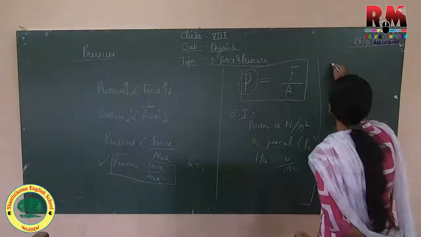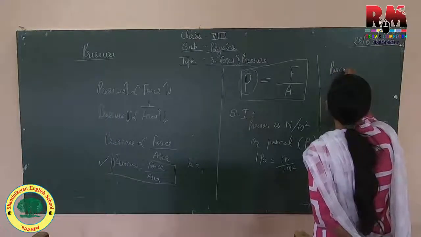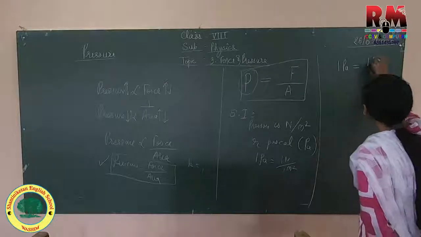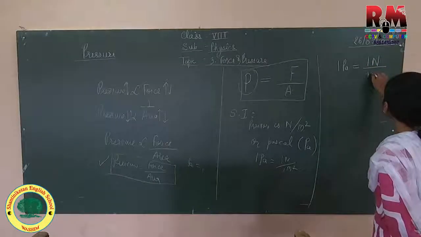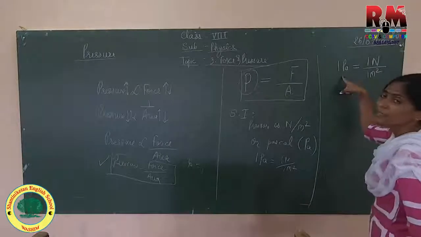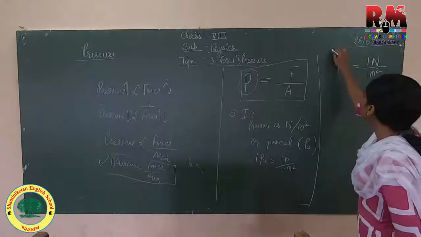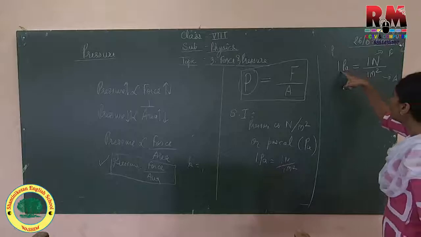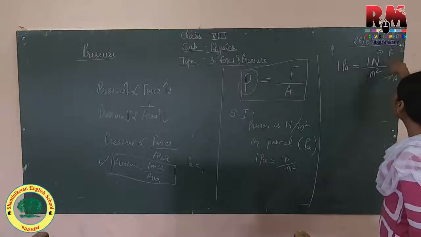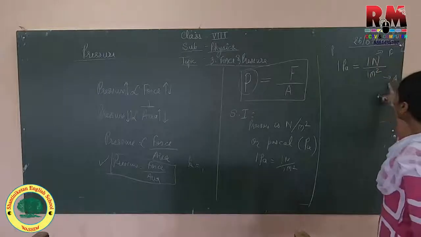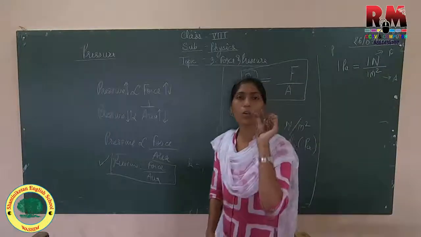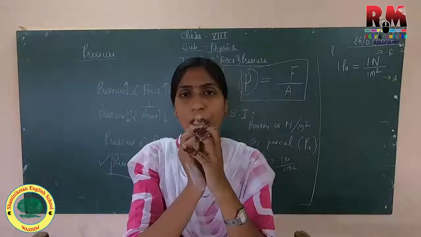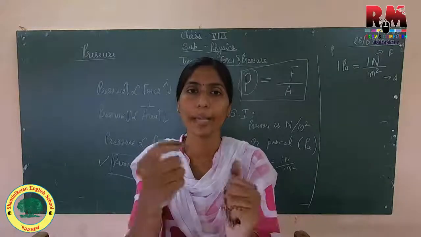If we define 1 Pascal, when a force of 1 Newton is applied on an area of 1 meter square, then the pressure is said to be 1 Pascal. Pressure is in Pascal, force unit is Newton and area's unit is meter square. Hence, pressure of 1 Pascal is when we apply a force of 1 Newton on an area of 1 meter square. Means only on 1 meter square area, if we apply a force of 1 Newton, then how much pressure is there? 1 Pascal. It gives you an idea about Pascal.